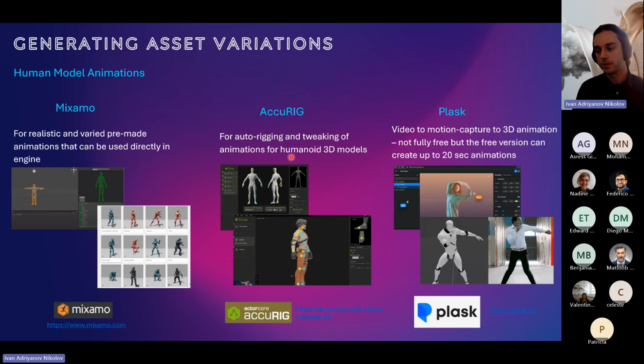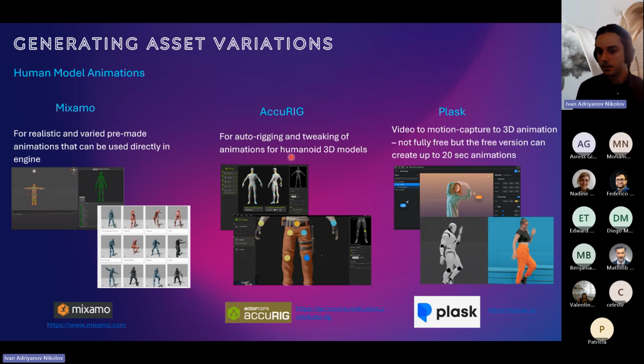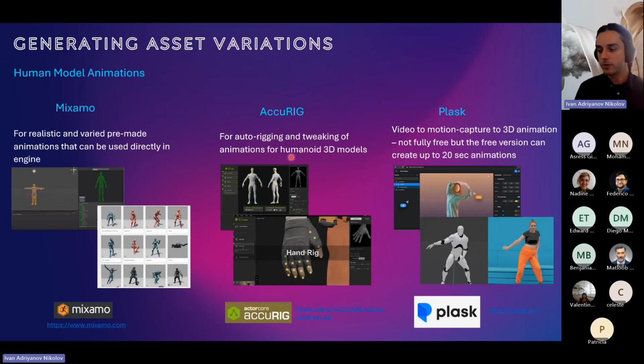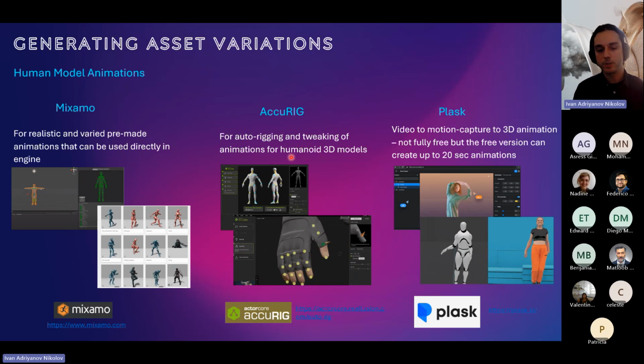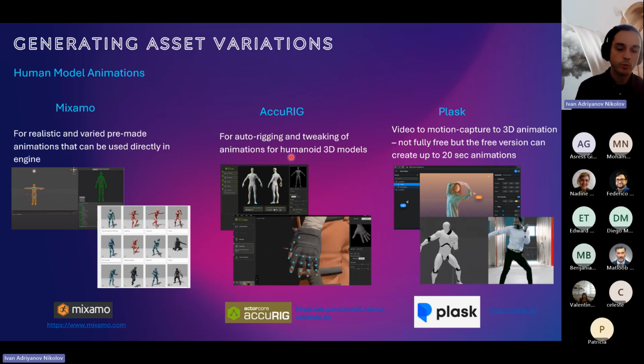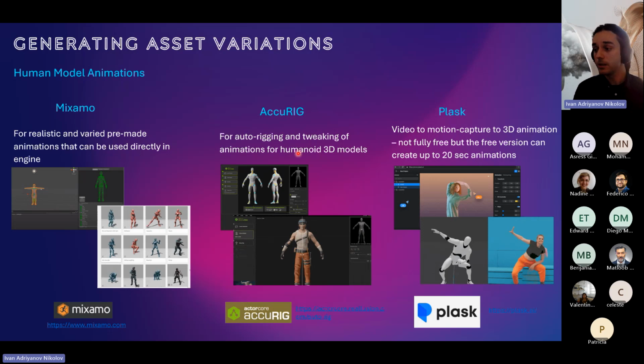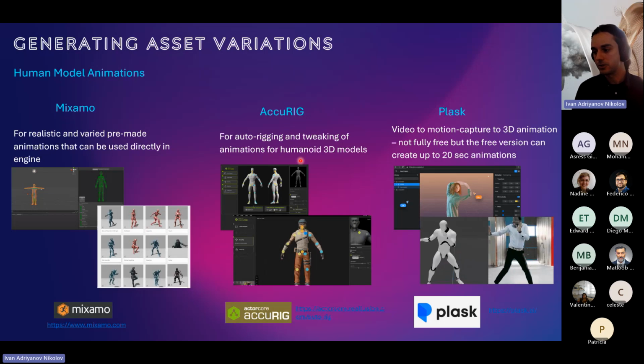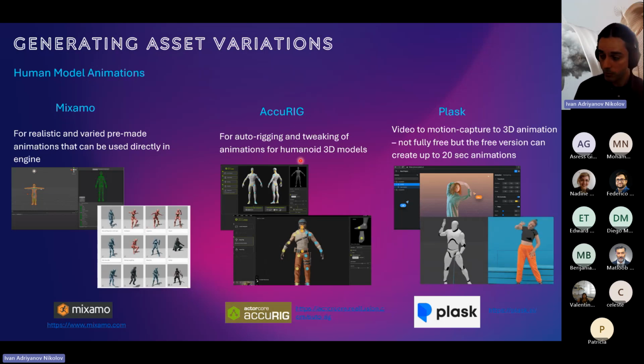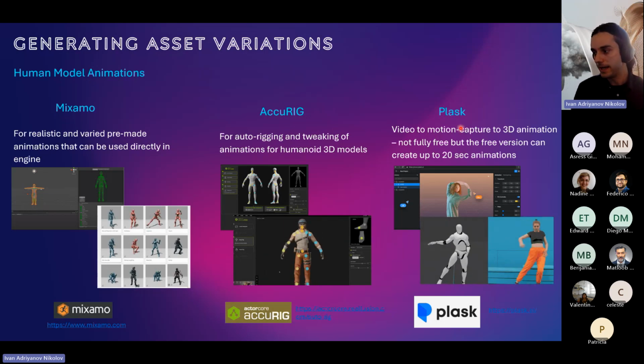AccuRig is when we want to create something additionally. Let's say we got the animation of a person jumping, but we don't like how the hands of the person are moving in the jump. Then in AccuRig, we can actually change that a little bit, make it so the jump animation is a little bit more smooth. And finally, Flask.